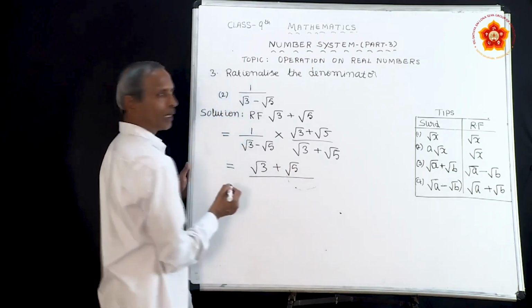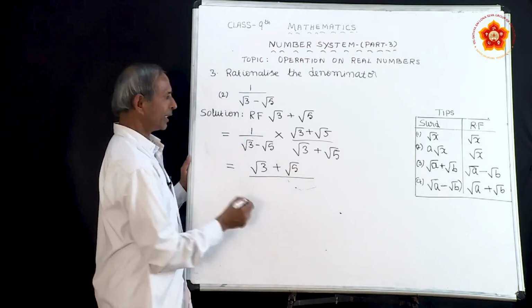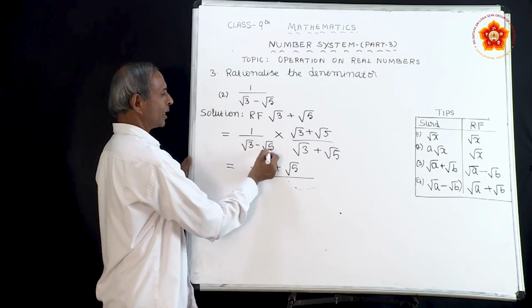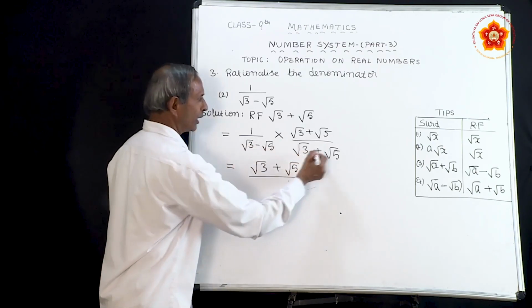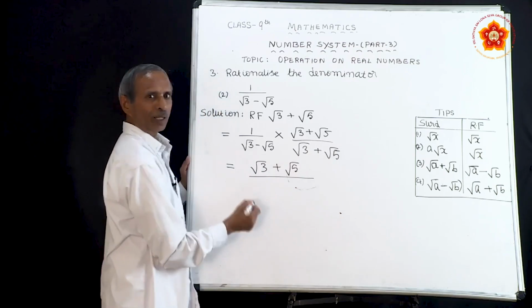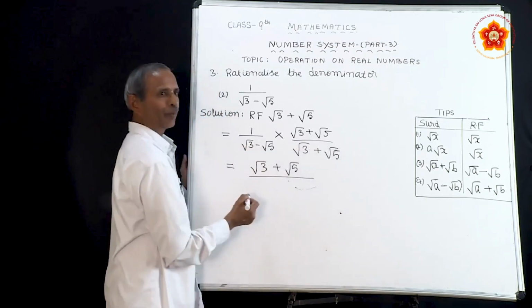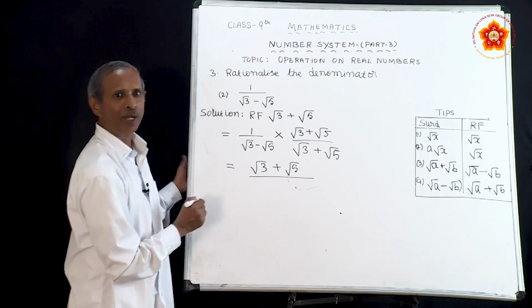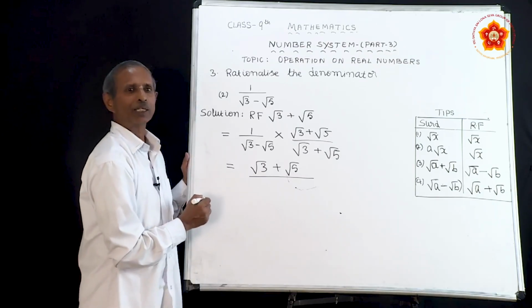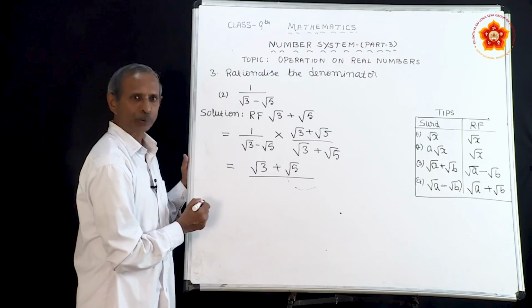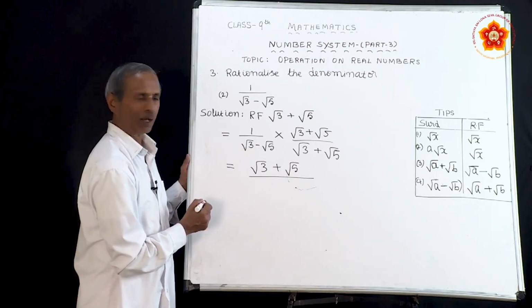Now let us go to the denominator. In the denominator, root 3 minus root 5 and root 3 plus root 5 are there. Now it is in the form of (a minus b) into (a plus b). We already know the formula (a minus b) into (a plus b) equals a square minus b square. We are applying that formula.